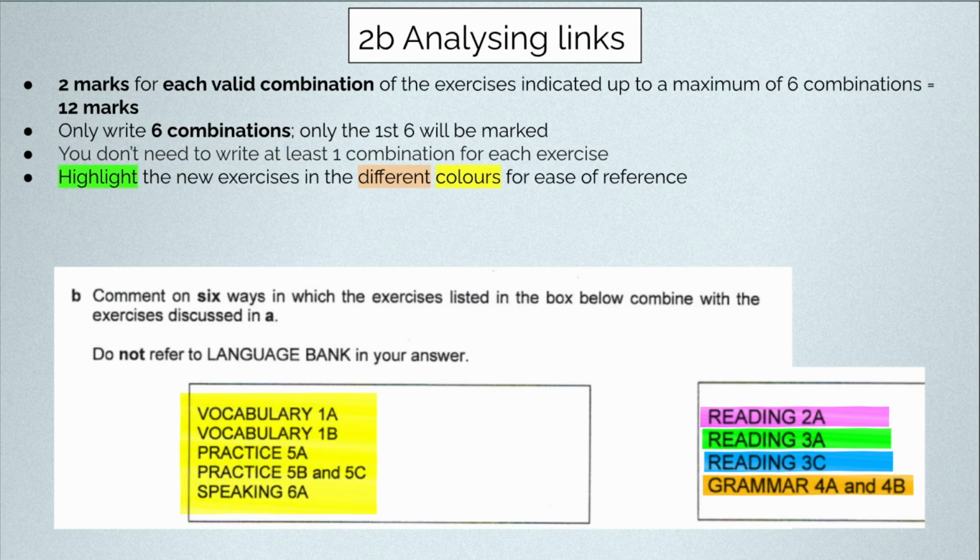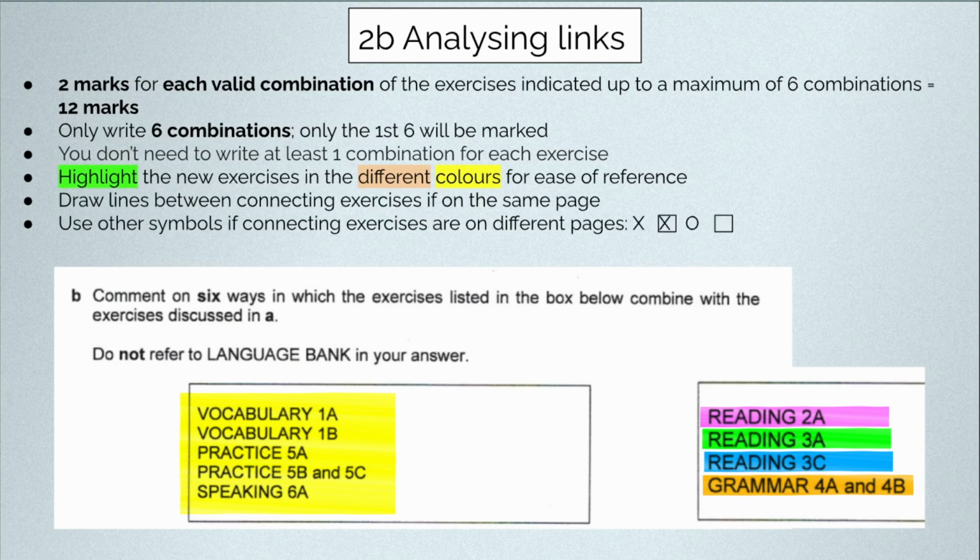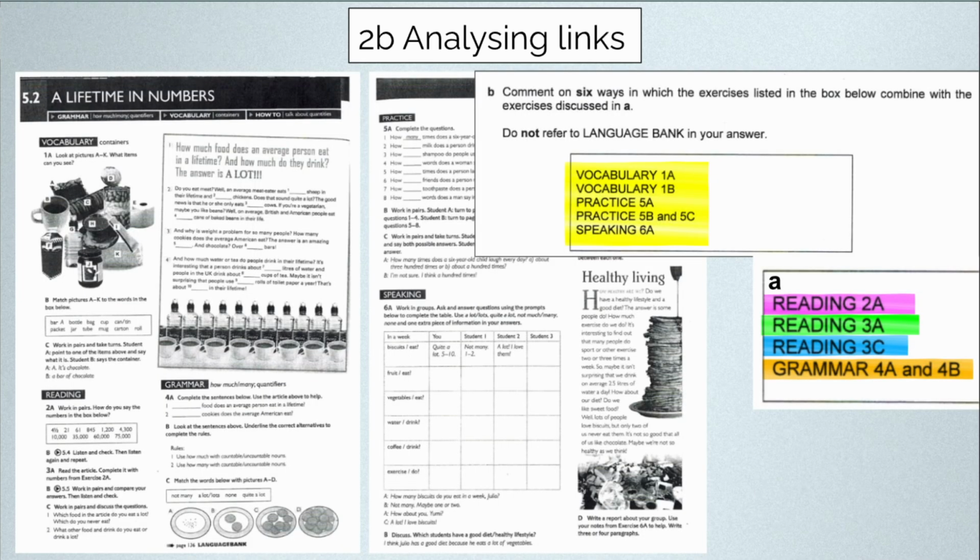Highlight the new exercises in different colors for ease of reference, and if the linking exercises are on the same page, then it's worth just drawing lines to connect them. If on other pages, using different symbols can also be useful. So if we've got to link one or more of these with one or more of these, this is where annotation and highlighting comes in handy. And your test paper might look something like this once you're done.